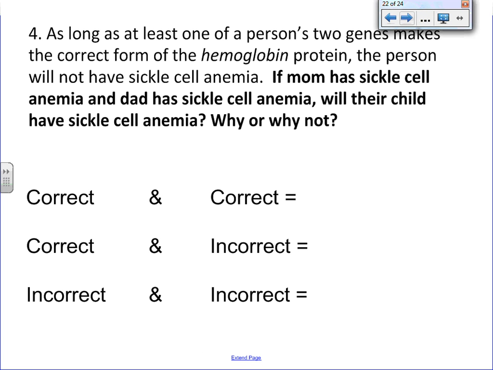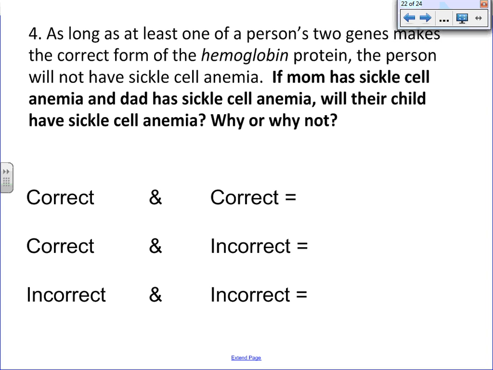Now we're moving on from a different trait, and we're no longer looking here at eye color. We're actually adding in a new trait. As long as at least one of a person's two genes makes the correct form of the hemoglobin protein, the person will not have sickle cell anemia. Now let's get a little bit of background. So the hemoglobin protein, remember, is responsible for moving oxygen around in the bloodstream. It's what picks up oxygen in the alveoli and the lungs.